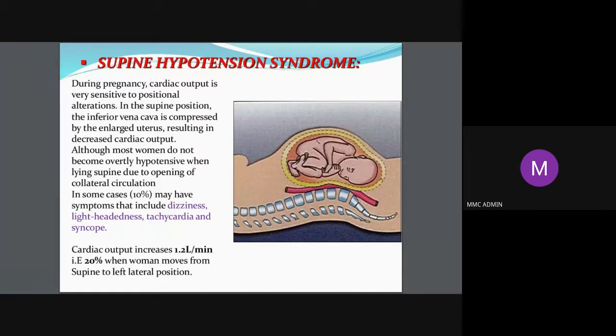So some of the women may have this supine hypotension syndrome because the gravid uterus, when she is lying down flat in the supine position, is pressing on the great vessels and hence the cardiac output. The moment you shift her to the lateral position, it becomes okay. Right.